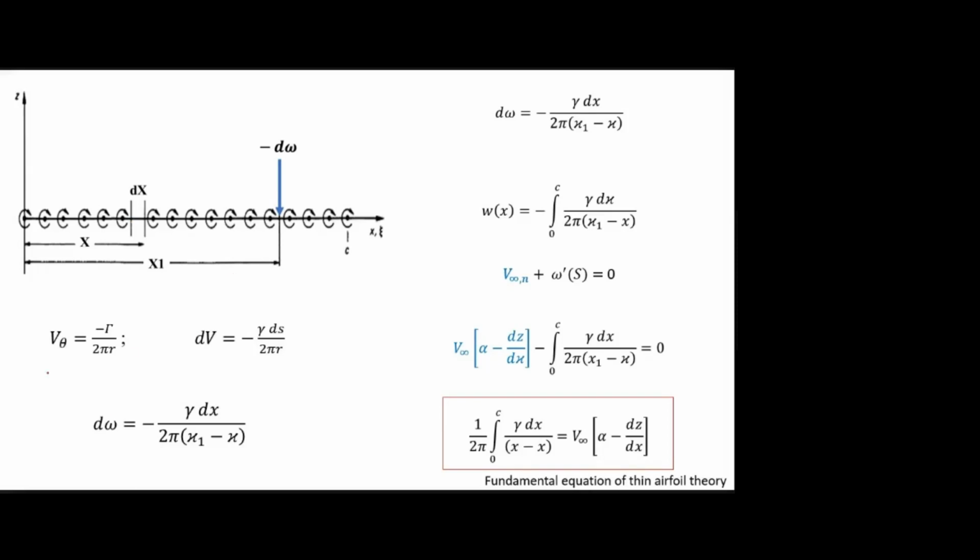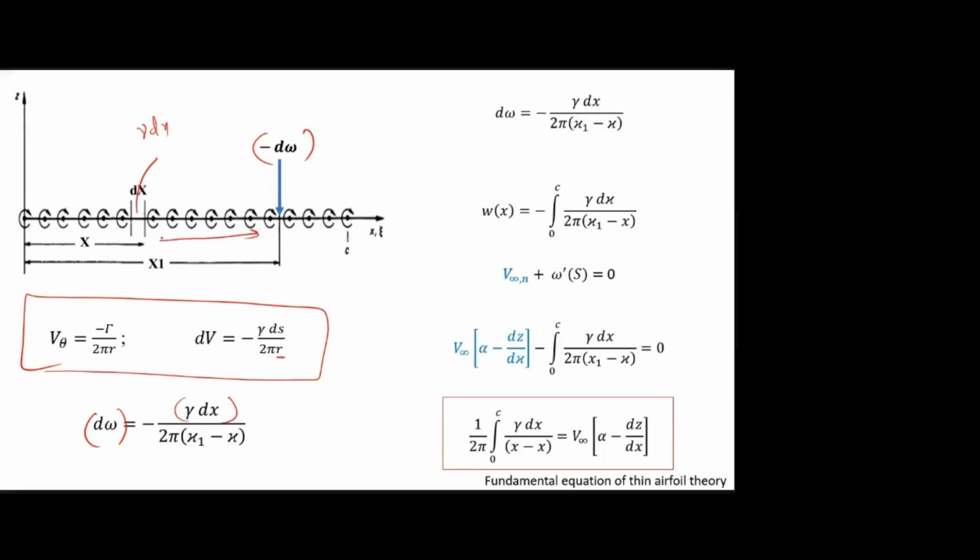So this is for the general equation. Instead of dv, here we have taken w just to differentiate it. So dw is equal to minus strength, small gamma dx, divided by 2 pi r. r means the distance between the origin point and the point at which the velocity is acting. So r here is x1 minus x.